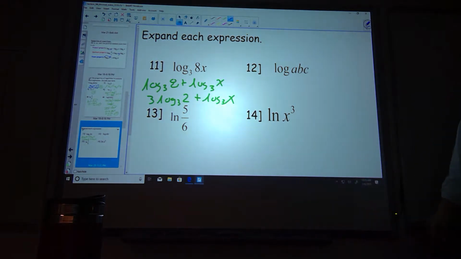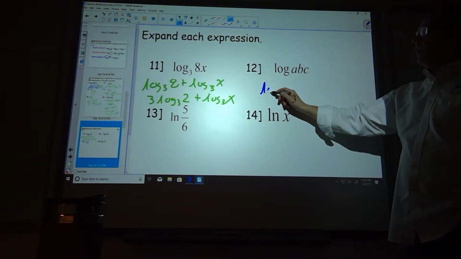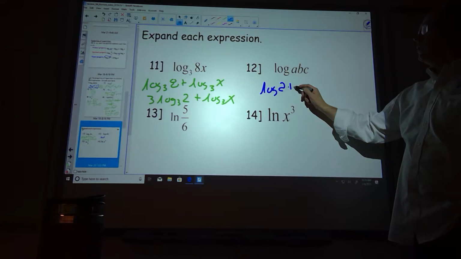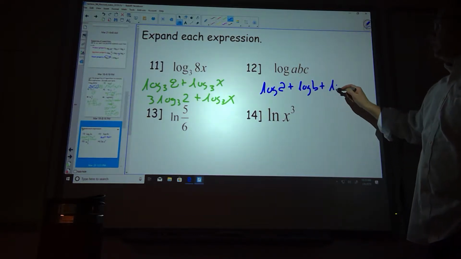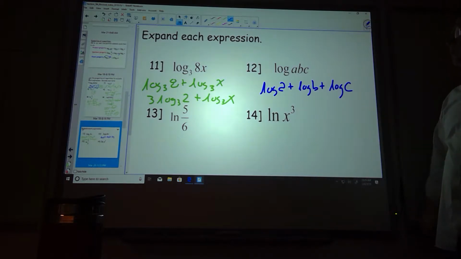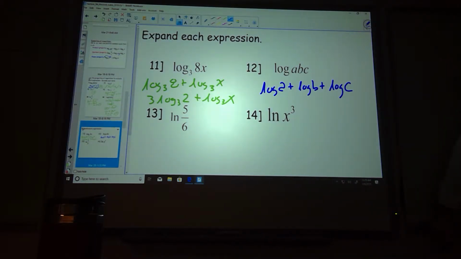Anyone want to take a shot at that? It's a times b times c. How do I expand it? Log a plus log b plus log c. Done. That's it.